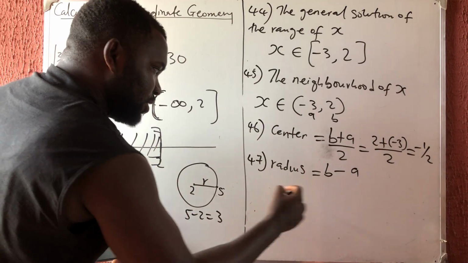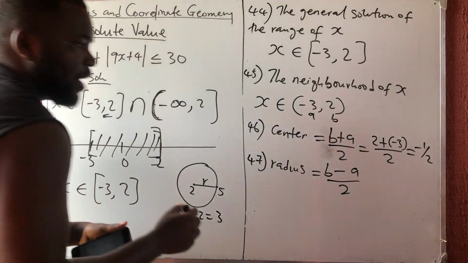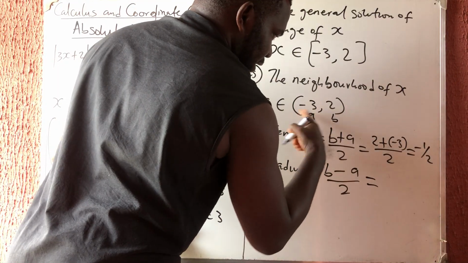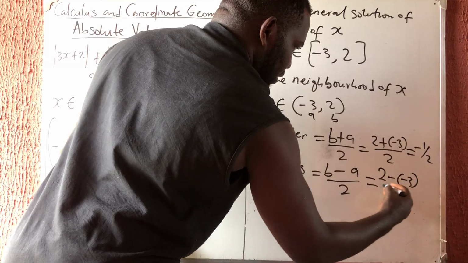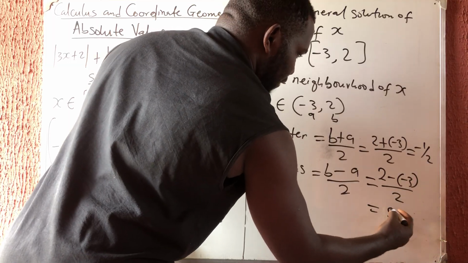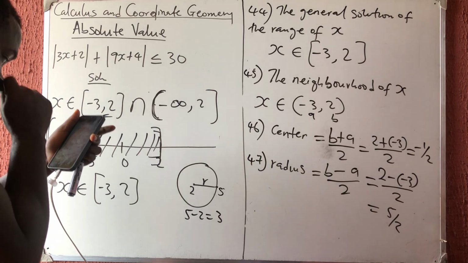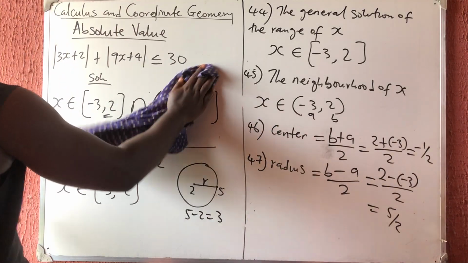But in the neighborhood case, we always divide by 2. Please don't forget, we always divide by 2 in the neighborhood case, only in neighborhood. So we are going to say that this is 3 minus 2, then divided by 2, which will give us 1/2. So that is the radius, okay? So that is for 47.